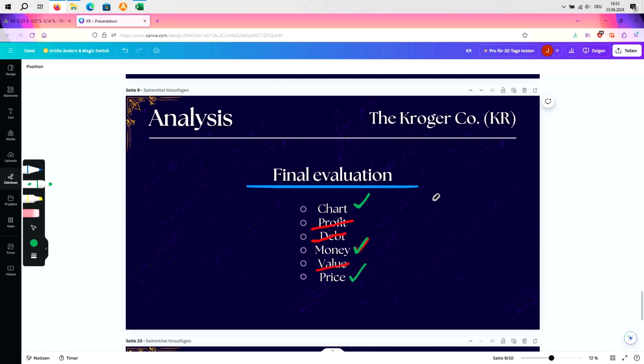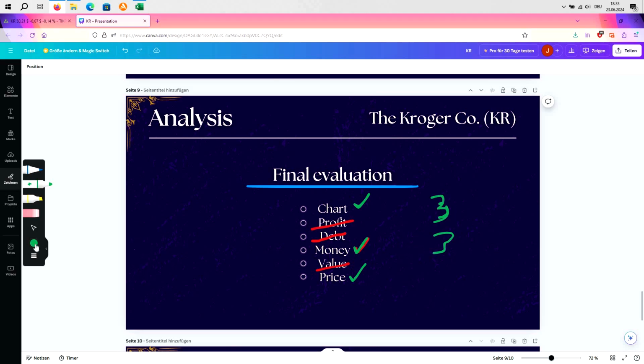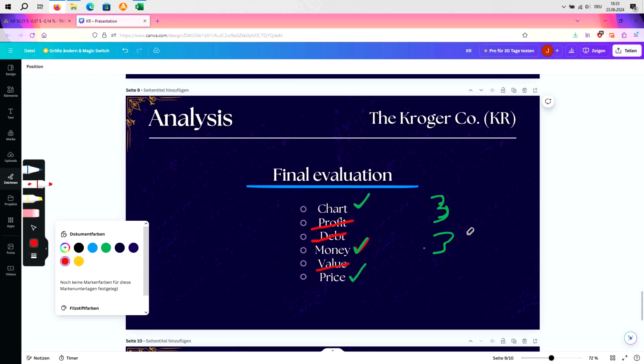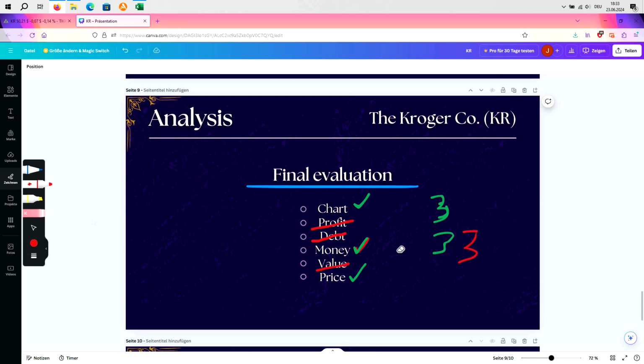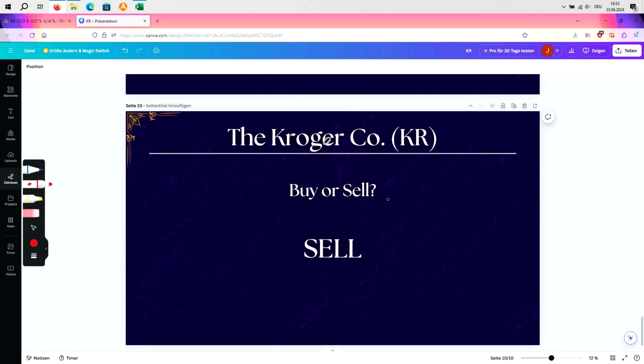Now, as you can see here, bro, we have 3 green ticks, and we have also 3 red things. So now we come to the final decision, bro. Should we buy or sell Kroger? In my opinion, we should sell it, bro, because this company, based on the charts and based on the more detailed evaluation that I did, is actually nothing special, you know.